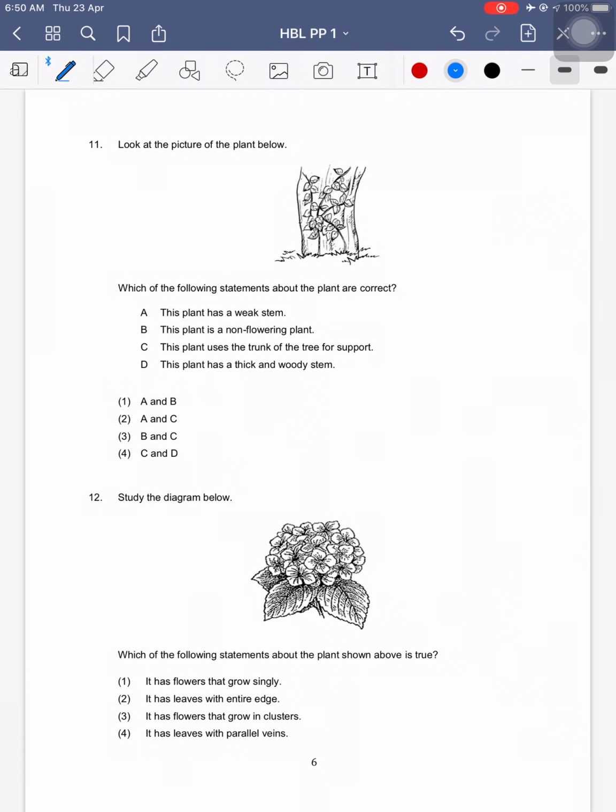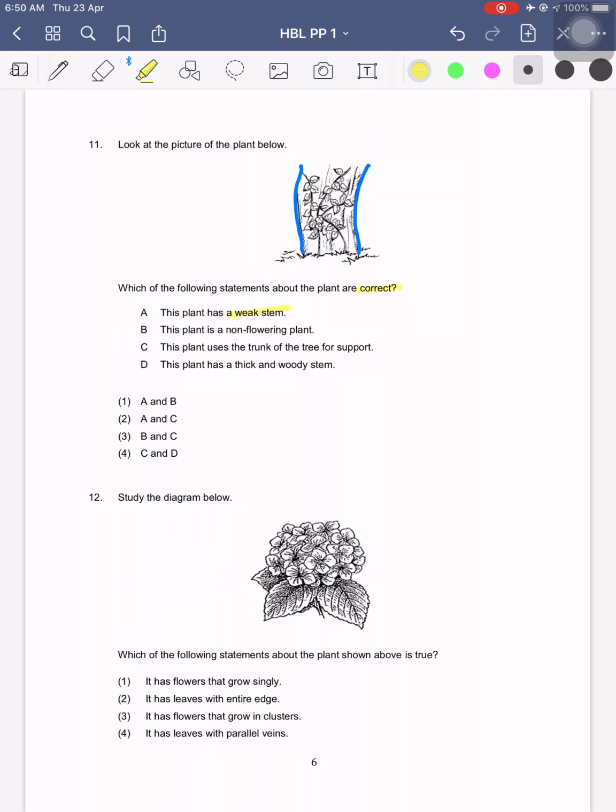Okay, next question. Question 11. Now, which of the following statements about a plant are correct? So we look at this plant. It looks like it is supporting itself using the trunk of the big tree. Okay, I used the blue pen to highlight it. So this blue outline shows the trunk of a big tree, and the plant is actually using the big tree as a support. So we can conclude that it's because the plant has a weak stem. Because it's very weak, it needs the support.